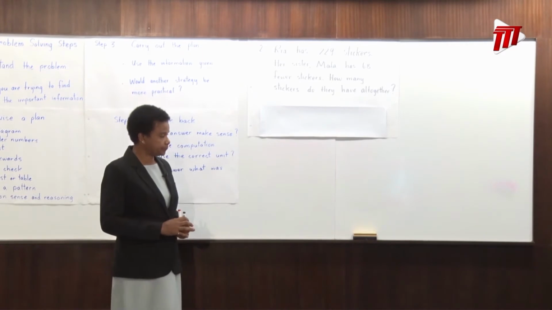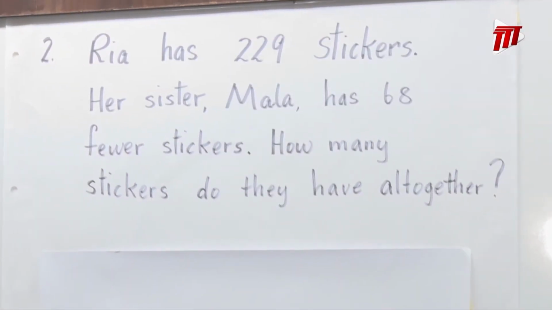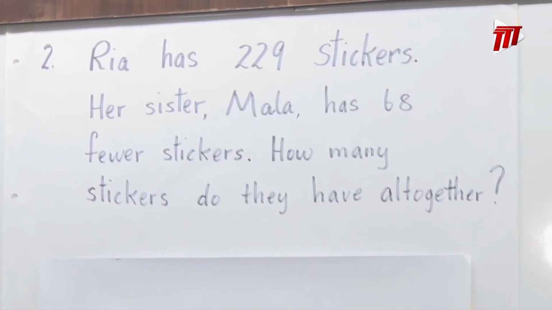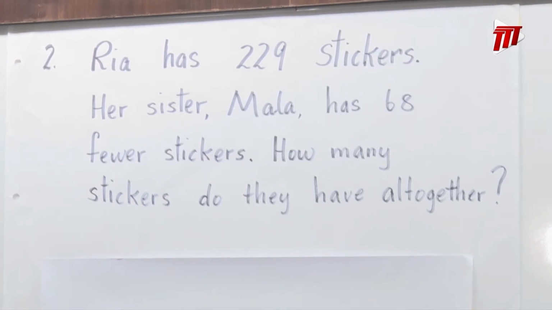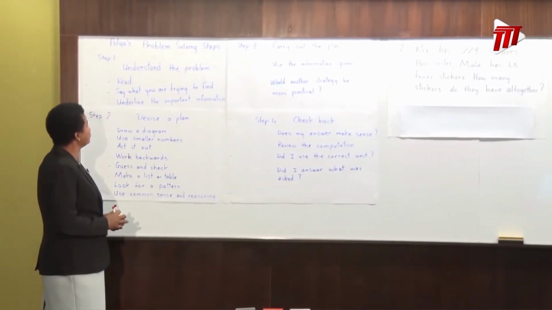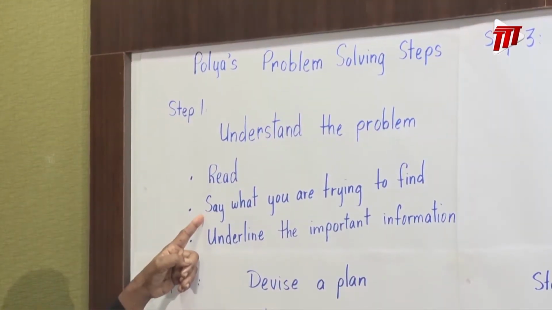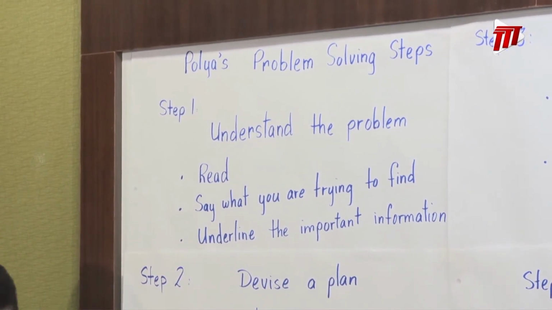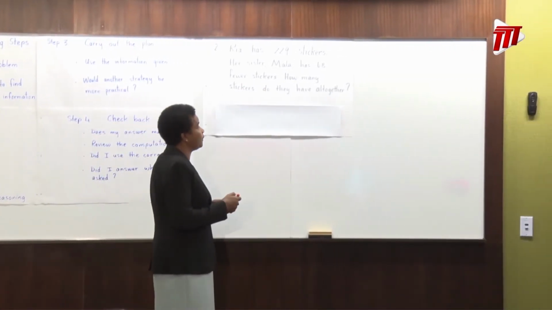Let's read it again. Rhea has 229 stickers. Her sister, Marla, has 68 fewer stickers. How many stickers do they have all together? Let's go back to step 1. Step 1 said, read, say what you are trying to find, and underline the important information. So let's do that. Let us underline the important information.